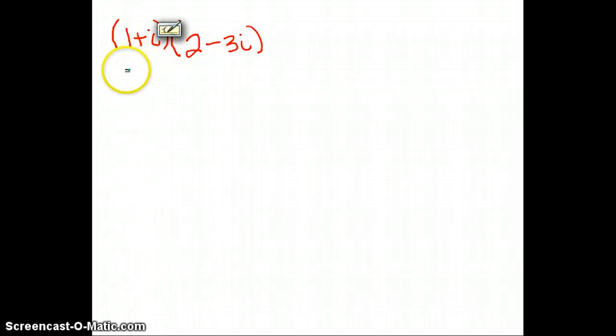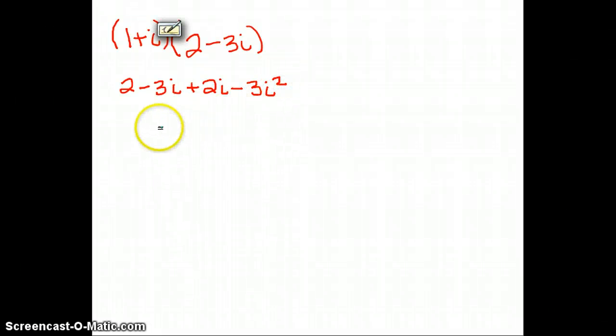So we have to FOIL. So 1 times 2 is 2. 1 times a negative 3i is a negative 3i. i times 2 is a positive 2i. And i times a negative 3i is negative 3i squared. From here, as I looked at most of our quizzes, we were totally fine with combining like terms. So we saw this was 2. If I put together my i's, I have a negative 1i and minus 3i squared.